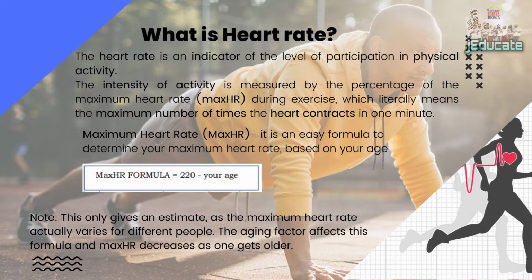Maximum heart rate. It is an easy formula to determine your maximum heart rate based on your age. Maximum heart rate formula equals 220 minus your age. Note, this only gives an estimate as the maximum heart rate actually varies for different people. The aging factor affects this formula, and max heart rate decreases as one gets older.